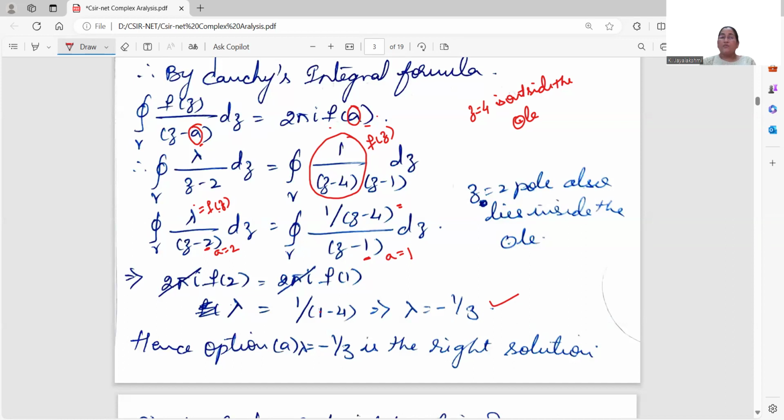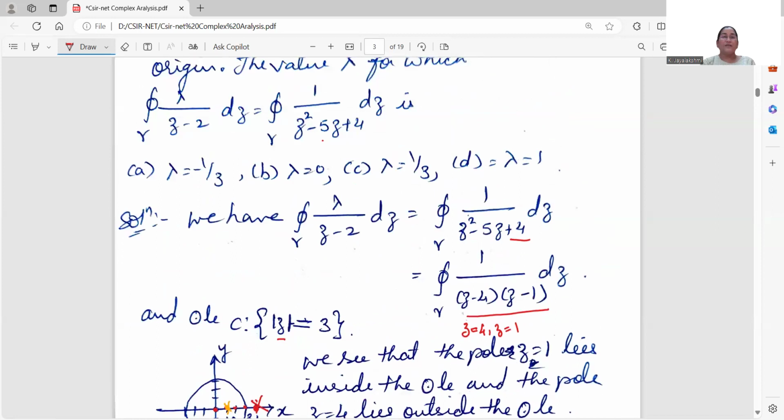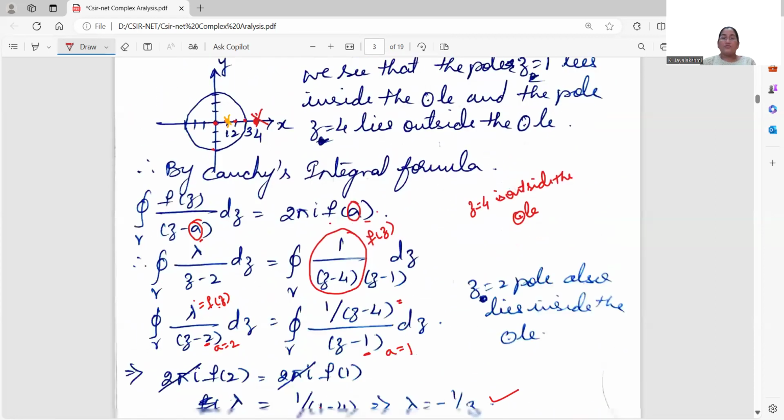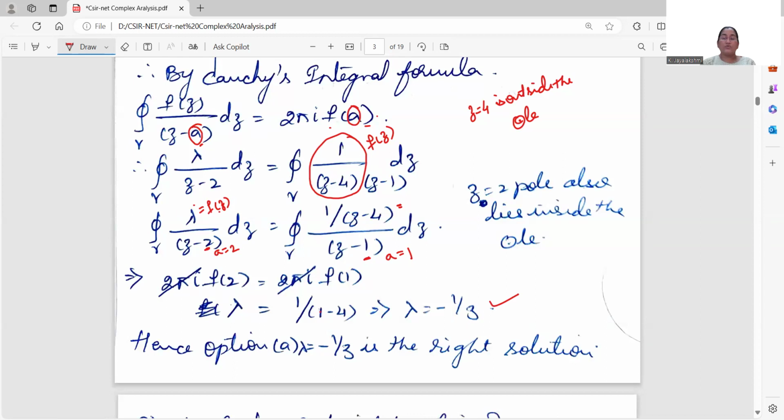Hence, going back to the options, we can simply see that lambda equals minus 1/3, that is, option A is the right answer. So this was the question that we were supposed to solve for today, and that's all for now.